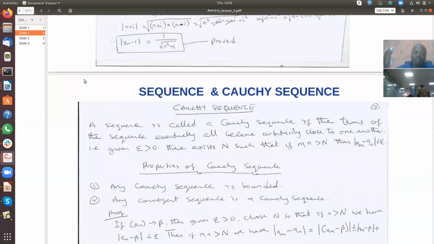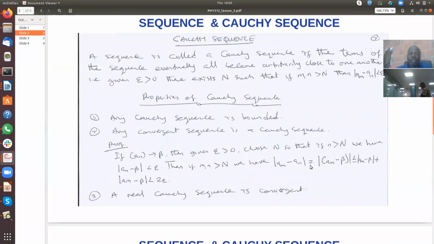So the definition is that, given that epsilon is greater than 0, there exists N such that if m and n are greater than N, then the modulus of a_m minus a_n is less than epsilon. Now, properties of Cauchy sequences. One, any Cauchy sequence is bounded. Any convergent sequence is a Cauchy sequence. That is, when you have a sequence that converges, then automatically it's a Cauchy sequence.